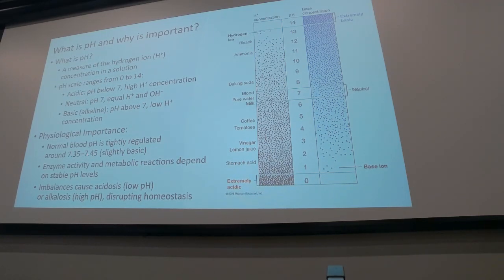Now, our blood has a pH that is slightly basic, between 7.35, somewhere around here, and 7.45. The range is narrow, and it has to stay that way because our cells are very sensitive to that concentration of hydrogen ions. And we have enzyme activity and metabolic reactions that help us keep within that range. Any imbalance can lead to acidosis, or having a low pH, going in this direction, or going into a higher pH, which is known as alkalosis. And both of them disrupt health, or homeostasis.